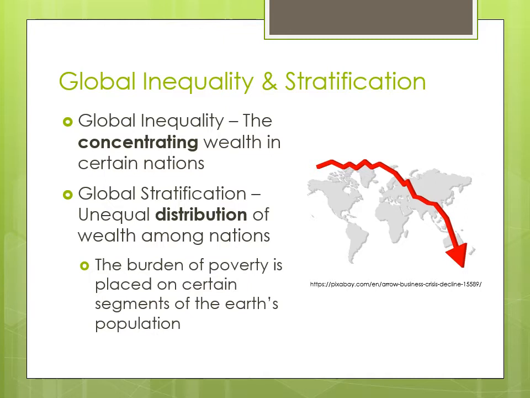Global inequality is where wealth is concentrated in certain nations, and that concentration may be distributed unequally amongst the world's people, leading to global stratification. And so, in our human society, the burden of poverty is placed on certain segments of the Earth's population, and I will explain that in some of the other slides.